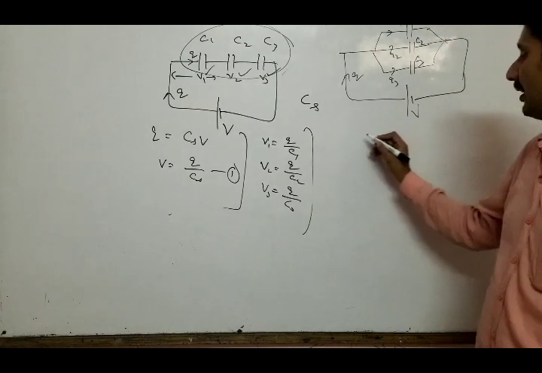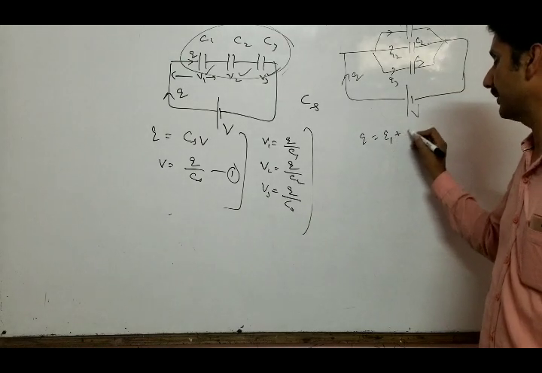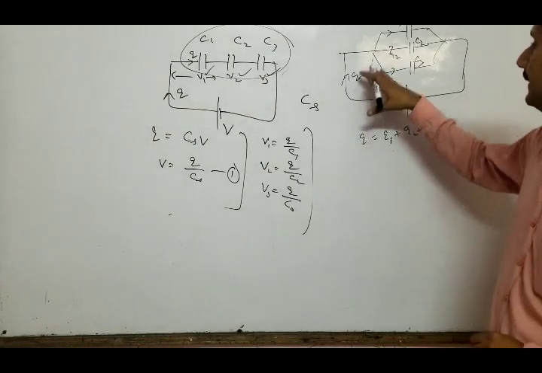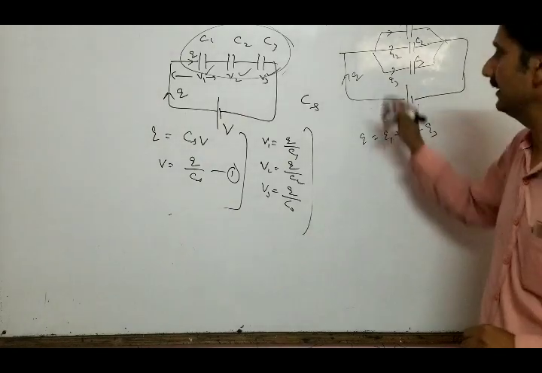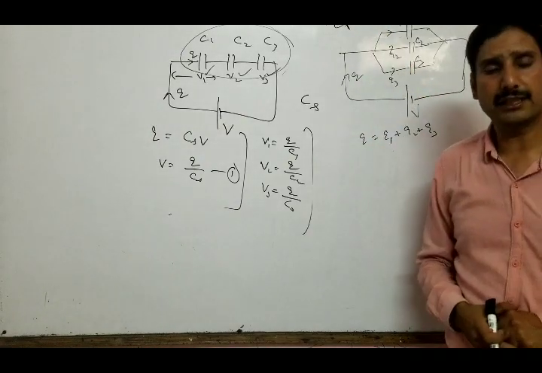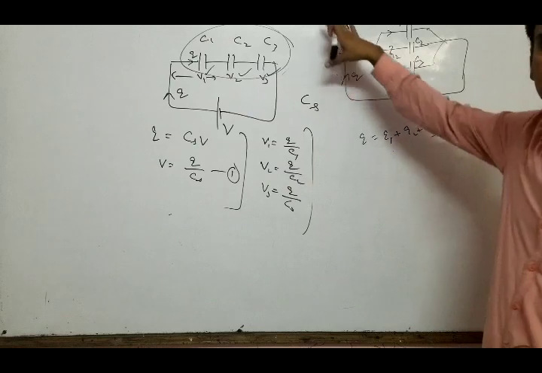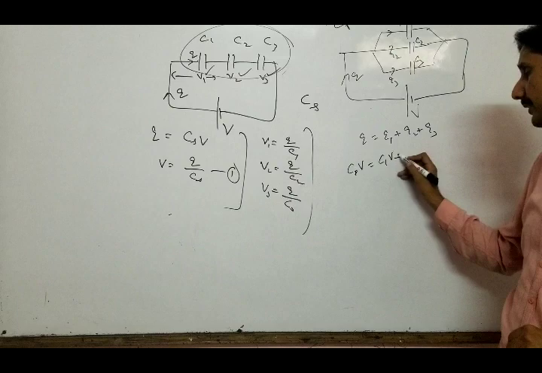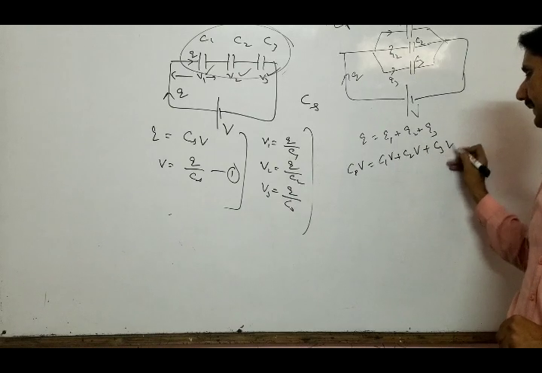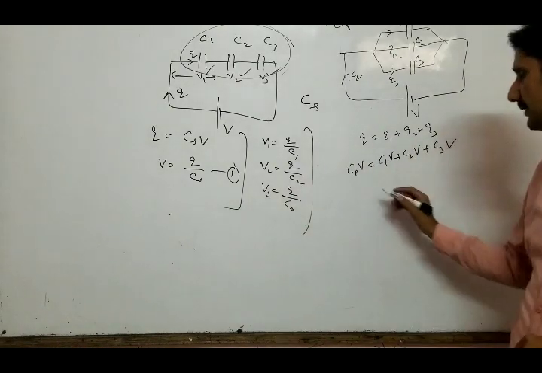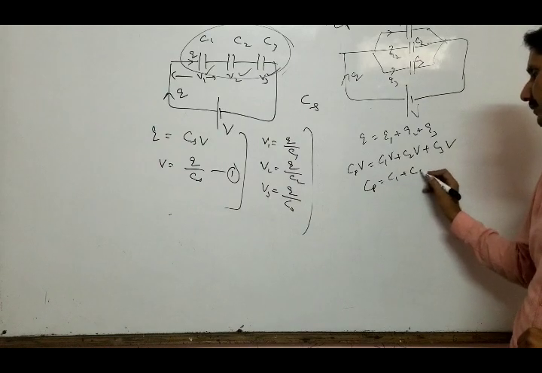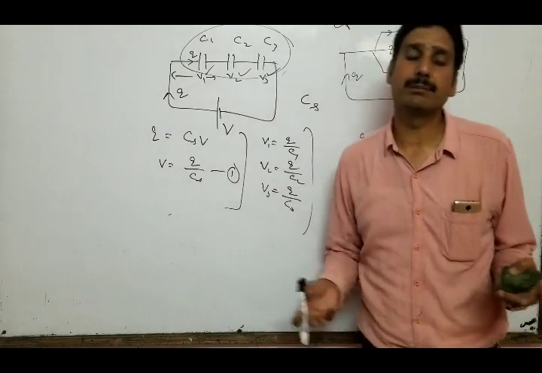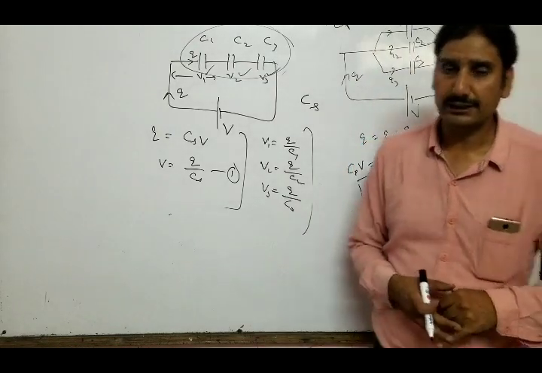Total charge Q must be equal to Q1 plus Q2 plus Q3, and I know that Q is equal to CV. I am assuming Cp, the effective capacitance of this parallel combination, as Cp. Then Q can be written as Cp into V. This is equal to C1 into V plus C2 into V plus C3 into V. V is common, just cut it out from both sides and you get Cp is equal to C1 plus C2 plus C3. That means when capacitors are in parallel, you simply take their algebraic sum. That will give you the total effective capacitance.